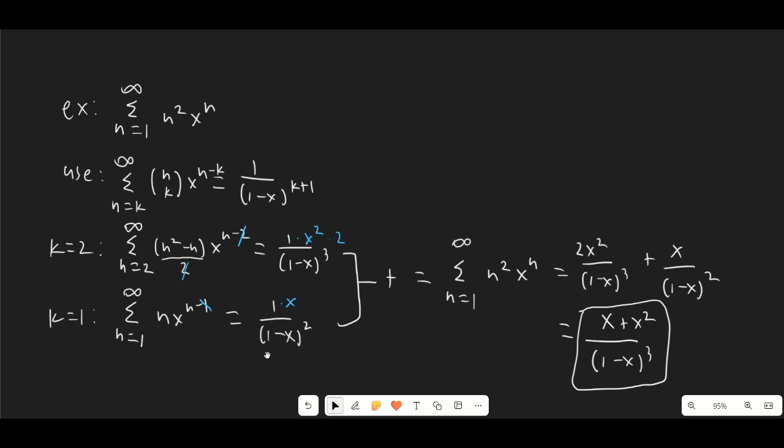Then, when we add these two summations together, we can just go ahead and combine them, and we get n squared minus n plus n, which is just n squared. So we get our original summation that we were looking for, the sum from n equals 1 to infinity of n squared x to the n, which was equal to 2x squared over, well, I won't go over this, but you just simplify and you end up with this expression right here.